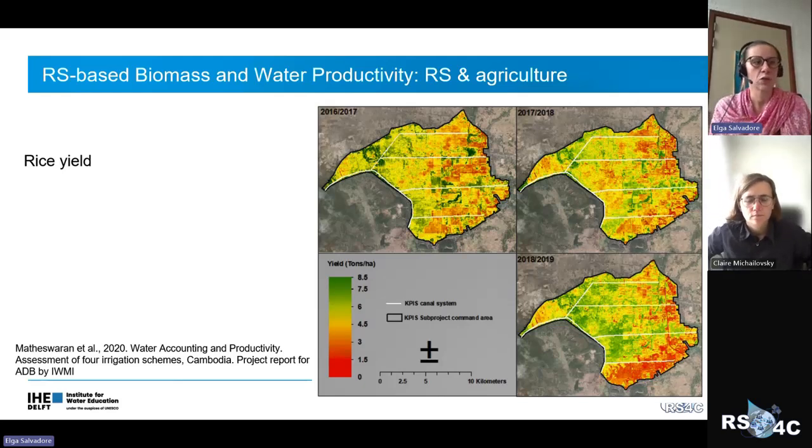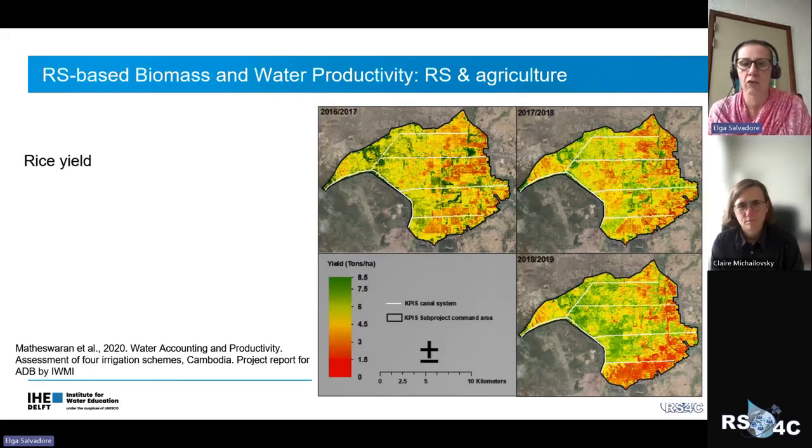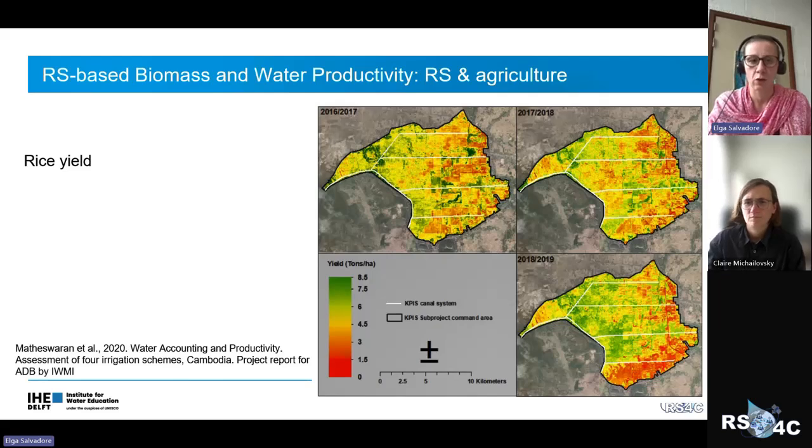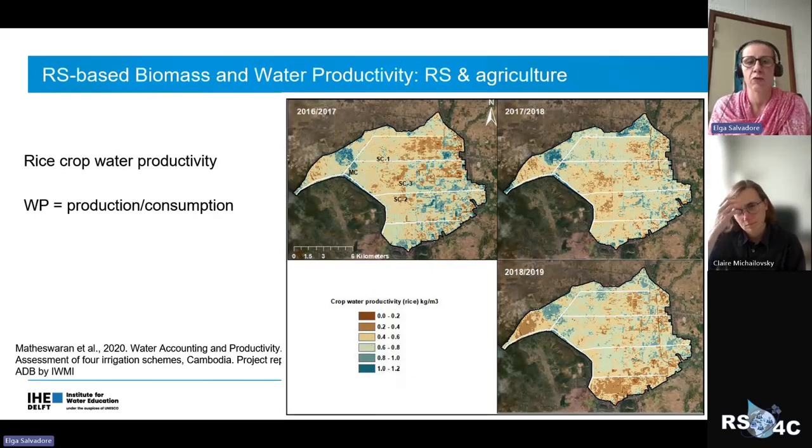So you can use this spatial information to query why these changes are happening, and if it's about variety, soil properties, the practices, or if it's also related to the lack of available water in critical moments in time. And then you can combine these two pieces of information, the production and the consumption, to calculate some of these indicators that we use very often. So the water productivity, which is the ratio between production and consumption.